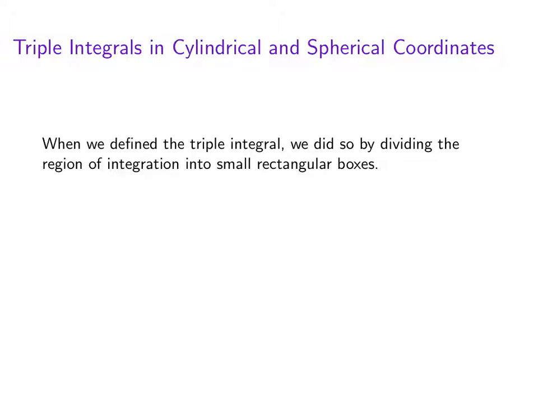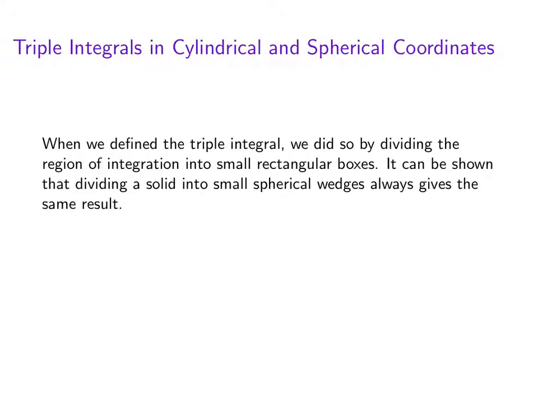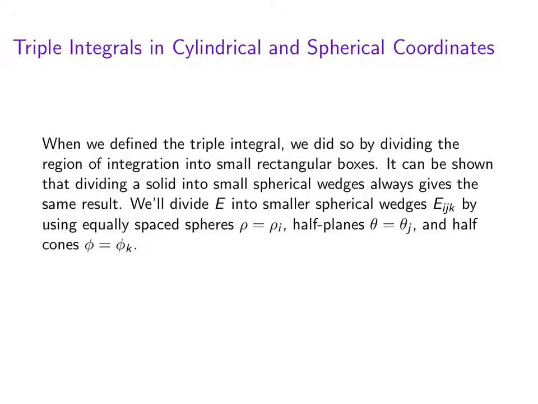Remember that when we defined a triple integral, we did so by dividing our region of integration into little rectangular boxes. Now we can show that dividing a solid into small spherical wedges always gives the same result, that you'll still be able to evaluate an integral. So what we do is we divide our region into smaller spherical wedges, E sub ijk, by using equally spaced spheres, half planes, and half cones. So we chop this up into little spherical wedges.